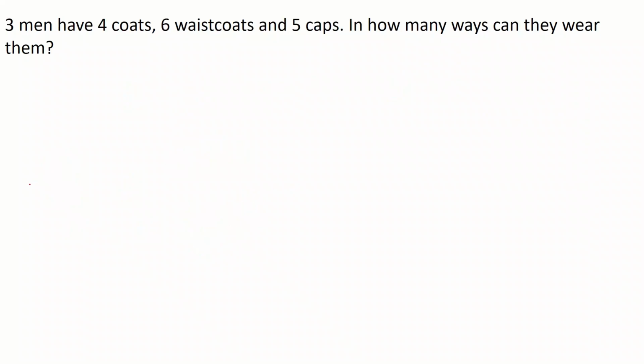3 men have 4 coats, 6 waistcoats, 5 caps. In how many ways can they wear them? Okay, so there are 3 men now. There's the first man, the second man, the third man, and there are 4 coats, 6 waistcoats, and 5 caps. Alright, so in how many ways can they wear them? Okay, so again let's think about the 2 methods. If you think about this man, he can have 1 coat.